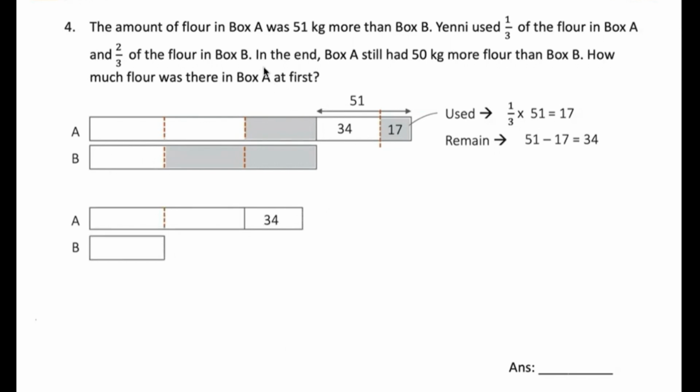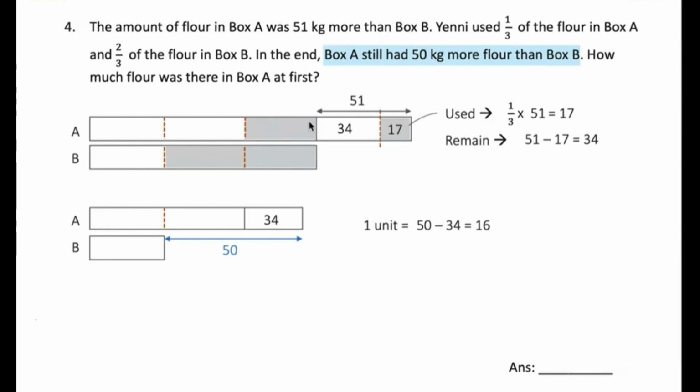Okay, the question says, in the end, box A still had 50 kilograms more than B. So the difference is 50 kilograms. From the model, you can see 1 unit is 50 minus 34. 16. Now, what's the question? How much flour was there in box A at first? At first, A has 3 units plus 51.